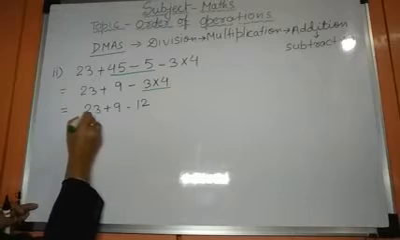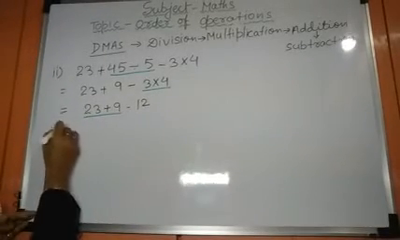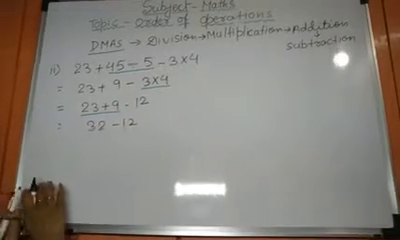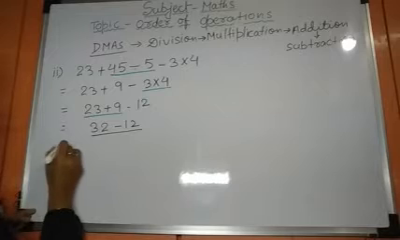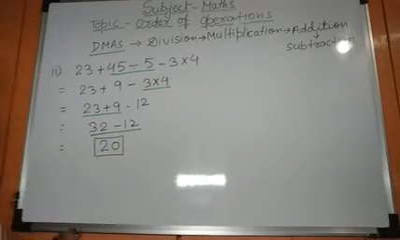Now which work? This addition work. 23 plus 9, that is 32. 32 minus 12, so we will get here 20. So 20 is the answer. Fine.